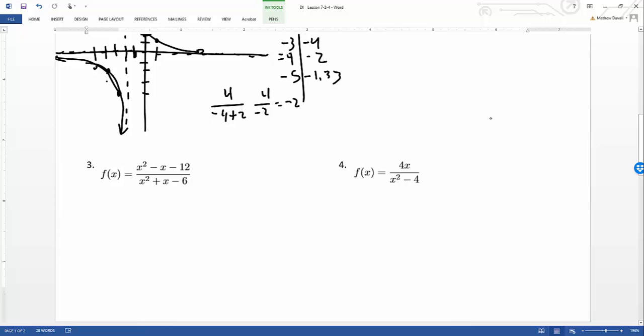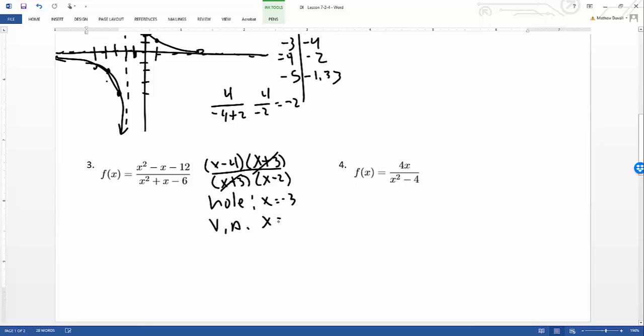For this one, if you factor it, that cancels out, so you have a hole where x is -3, a vertical asymptote at x equals 2, and then if you divide those, you have a horizontal asymptote at y equals 1.